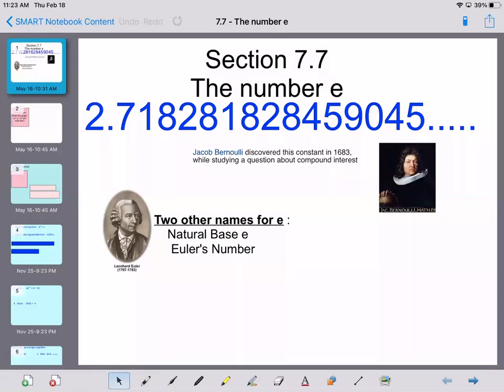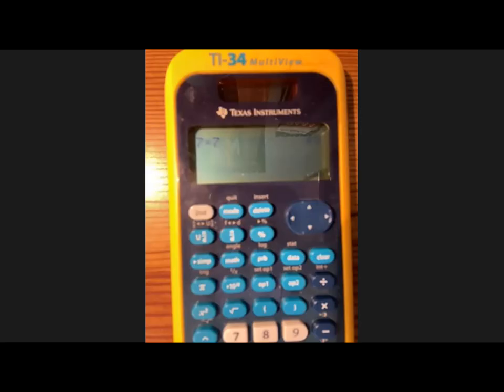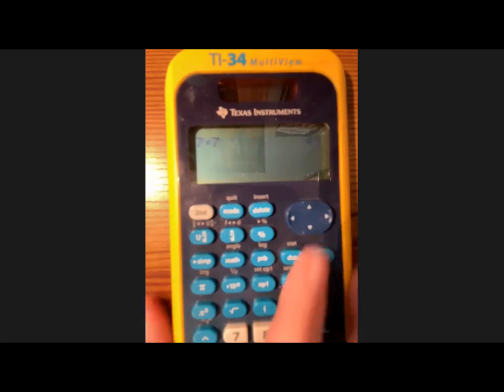Okay, so find your calculator and look for the button e. It's a lowercase e, and when you press it, you should be able to get this number on the screen. I'm going to spotlight my calculator. So you should be seeing my calculator now, large.